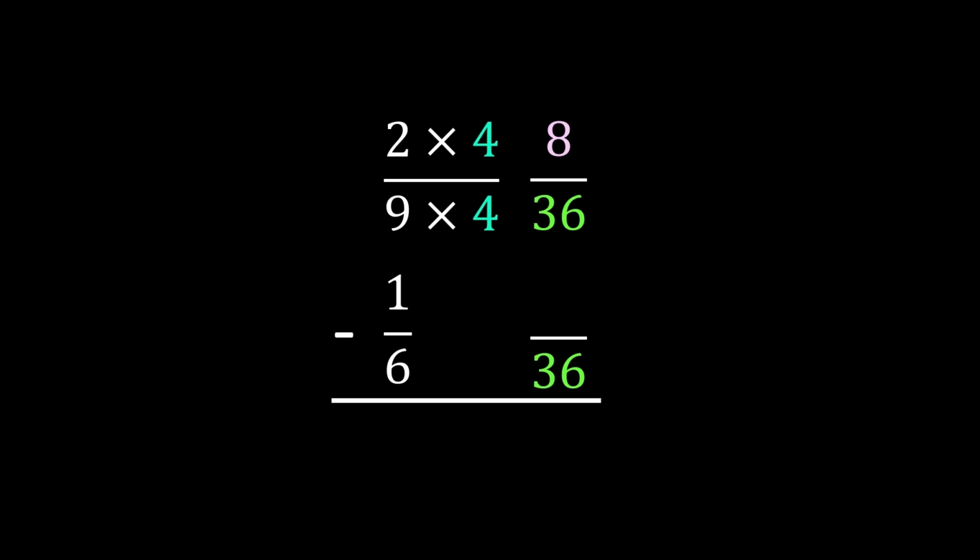Then I'll need to do the same thing for 1/6. What did I multiply 6 by to get to 36? I multiplied 6 by 6 to get to 36. If I multiply my denominator by 6, I have to multiply my numerator by 6. 1 times 6 is 6. Now that I have 8/36 and 6/36, my equivalent fractions with common denominators, I would be able to begin subtracting.